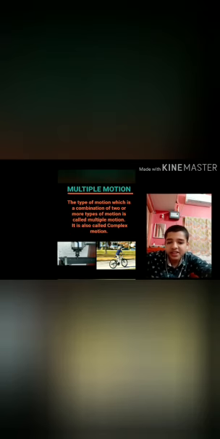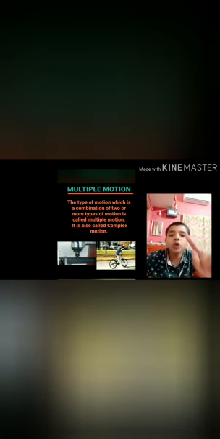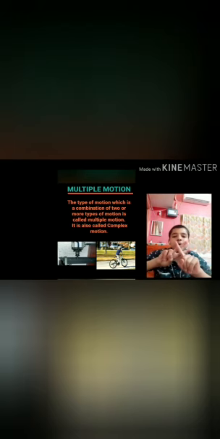Now we'll study multiple motion. The type of motion which is a combination of two or more types of motion is called multiple motion. It is also called complex motion. Understood? Where in one motion there are two types of motion.